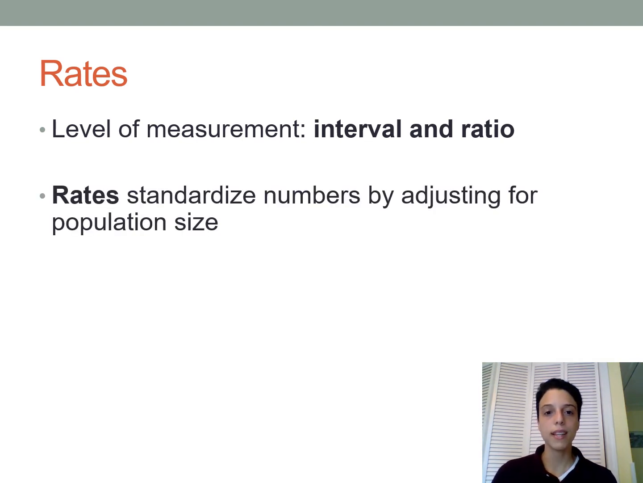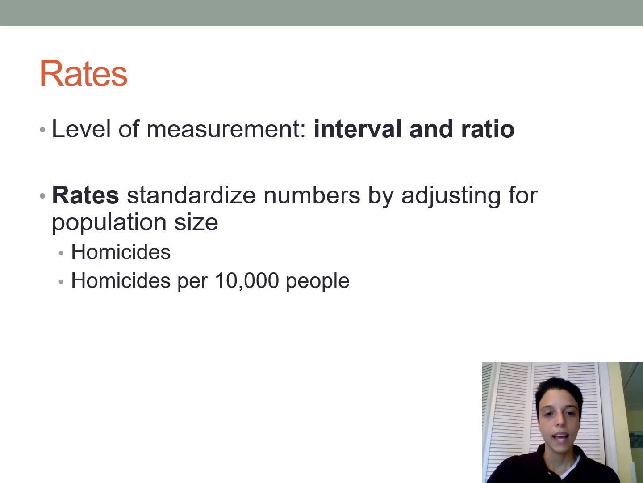And what rates do is they standardize numbers or standardize counts by adjusting for population size. An example would be, instead of just counting the number of homicides that occur in a town, you might want to count the number of homicides per 100,000 people. And a good way to think about this is that if you have 100 homicides in a town of 1,000 people, it's very, very different than if you had 100 homicides in a town of 1,000,000 people. Which town you're safer in really depends on that base number of people that you have, even if you had the same total count of homicides in both places.